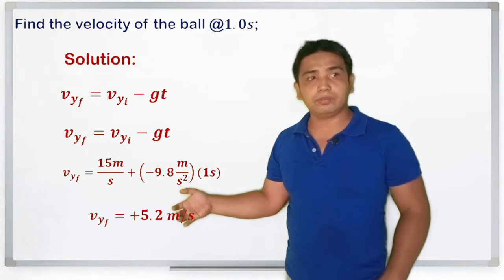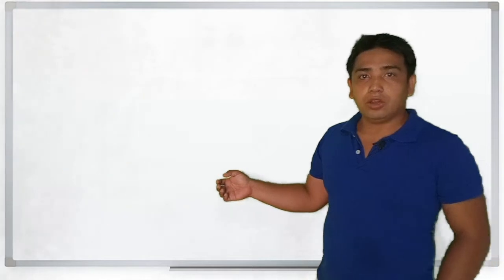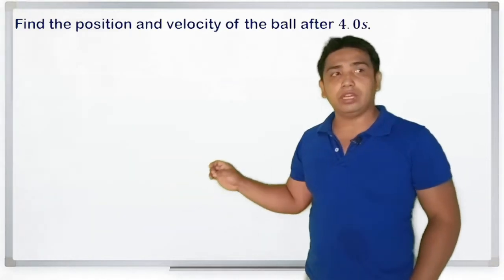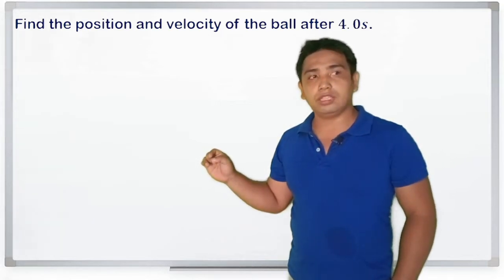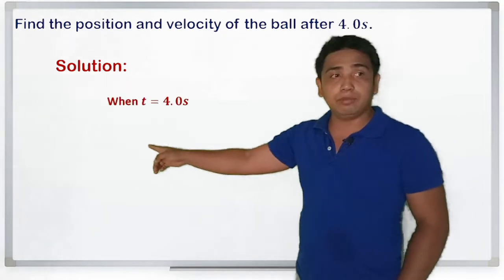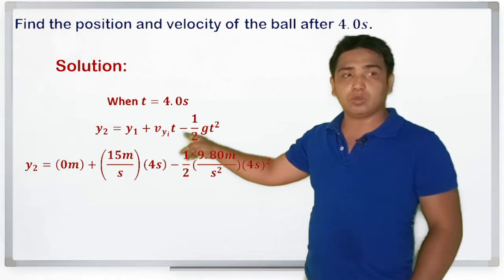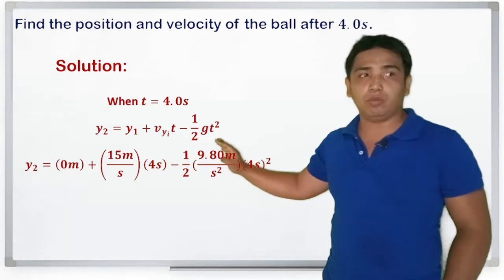And then we are also asked to find the position and velocity of the ball after 4 seconds. So we use the same method that we just applied. We have y sub 2 equals y sub 1 plus Vyi times time minus 1 half gt squared, which is the starting formula that we can work on.